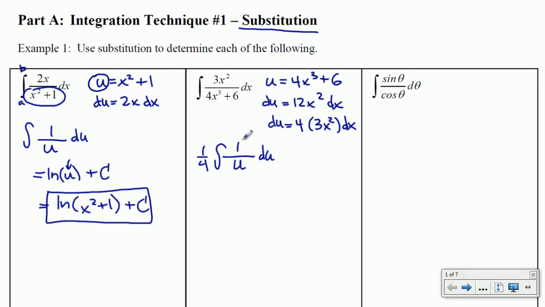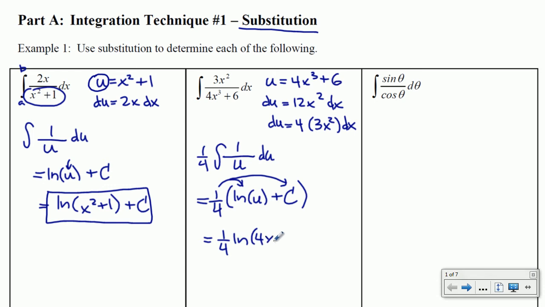And again, the integral of 1 over u is just ln of u. So I can go 1/4 times ln of u plus c. And if I like, I can distribute this 1/4 into each of these things. Now because c is a generic constant, 1/4 times c, I could call that still another generic constant. So I could write this as 1/4 ln 4x cubed plus 6 plus c. So let's try another one.